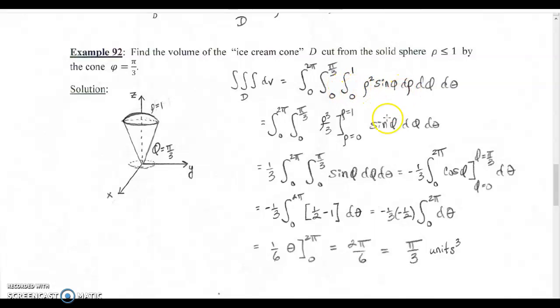First I integrate with respect to rho. I get rho cubed over 3, evaluated from rho equals 0 to rho equals 1 to get a third. I'm going to pull out the 1/3. Then I'm going to integrate sine of phi, which is minus cosine of phi. I'll pull out the minus sign so I don't have to deal with it. Evaluate that from phi equals 0 to phi equals pi over 3. So I get cosine of pi over 3, which is a half, minus cosine of 0, which is 1. So this becomes minus a half. Pull out the minus, and I get 1/6. Integrate d theta from 0 to 2 pi. So I get theta, evaluated from 0 to 2 pi, I just get 2 pi over 6, or pi over 3 cubic units.